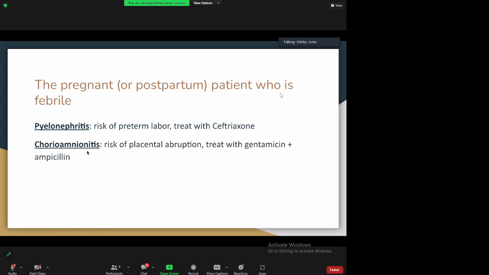Chorioamnionitis. So this is an infection of the amniotic sac and placenta. This carries a risk of placental abruption. And this is treated with gentamicin and ampicillin.